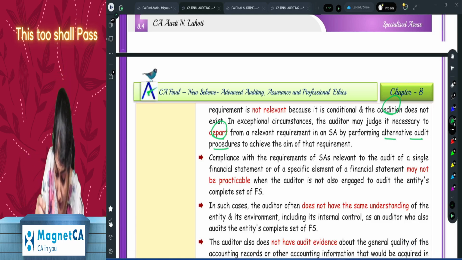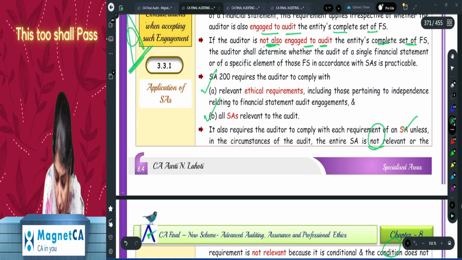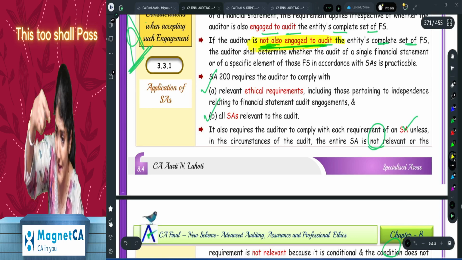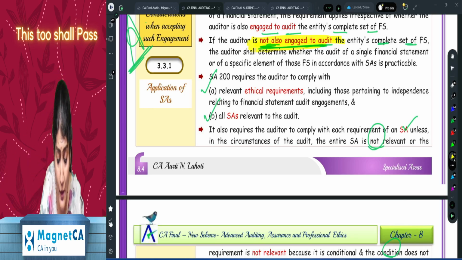Okay, now we talk about that situation when you are not appointed to do the audit of the complete financial statements. You're not engaged to do the audit of the complete, but they are telling you to do the audit only of the balance sheet or do the audit only of the debtors.